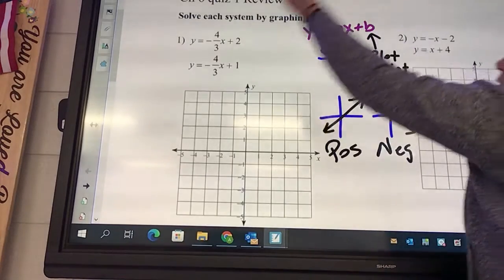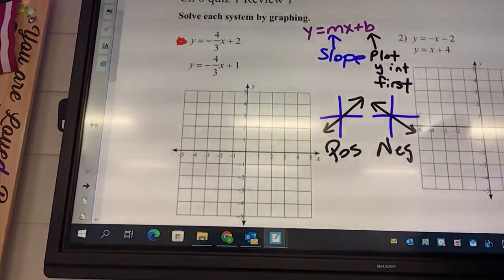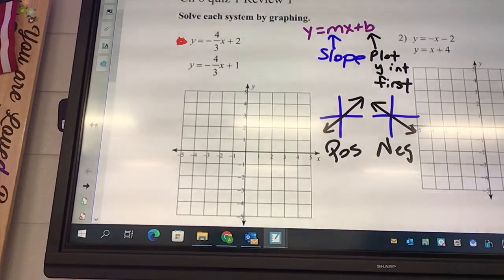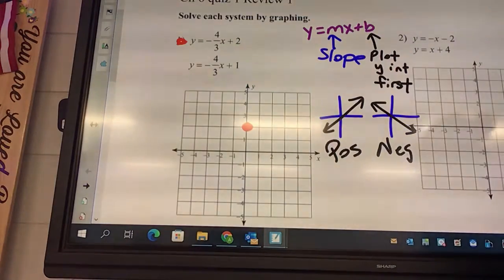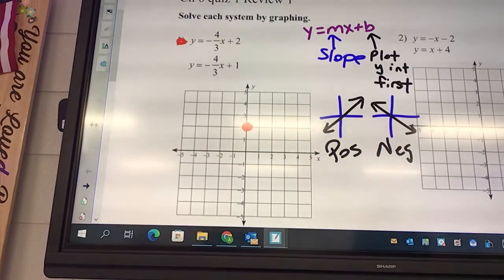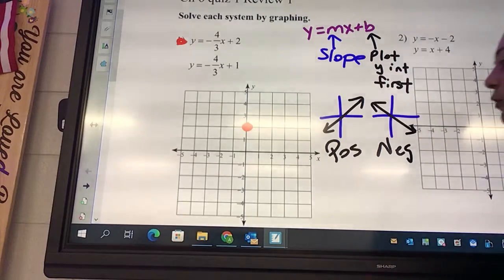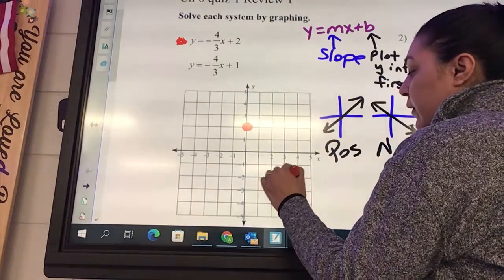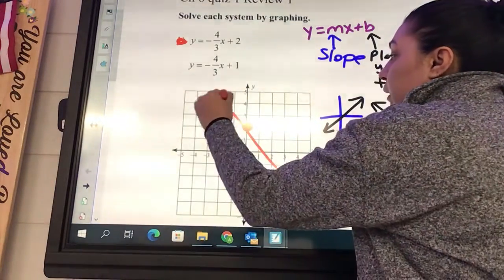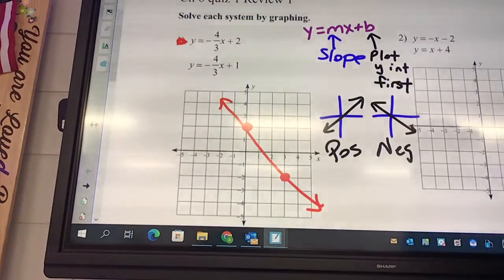So if we're looking at this first line, is the y by itself? Yes. So we're going to plot the y, and that's at 2. So our graph starts at 2. And we rise how many? 4. But can we go up 4? No, so we're going to have to go down 4 and over 3. And I need a negative slope. So you have to think about which way you're going. 1, 2, 3, 4. And I'm going to go over 3. And so there's our first line.